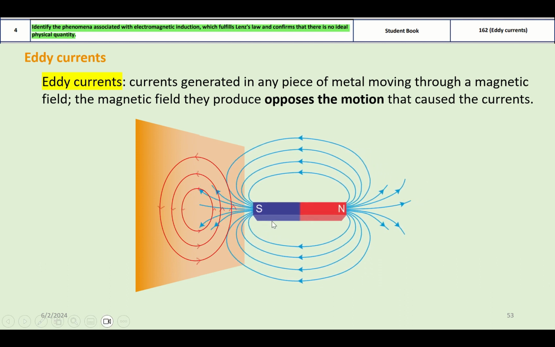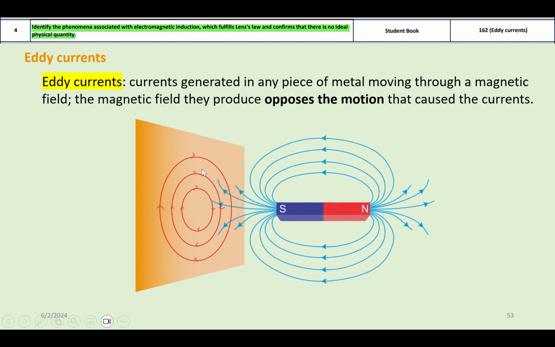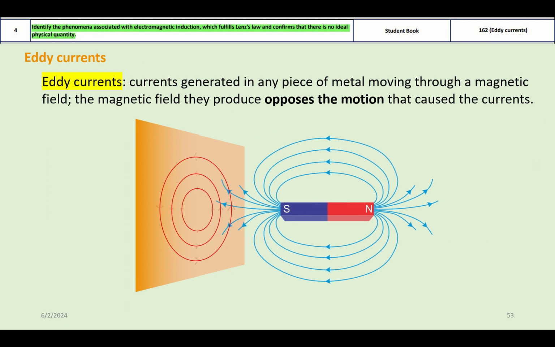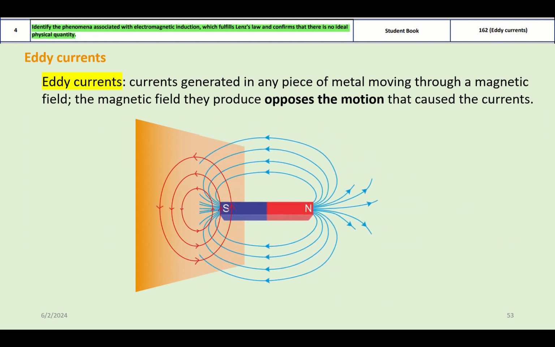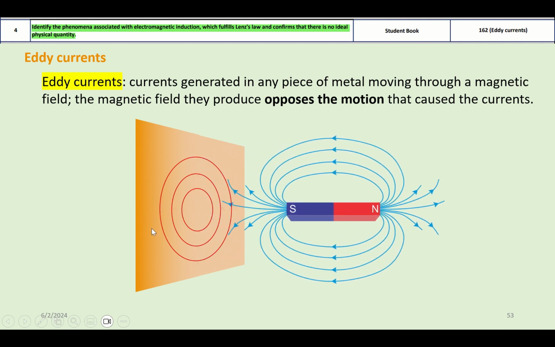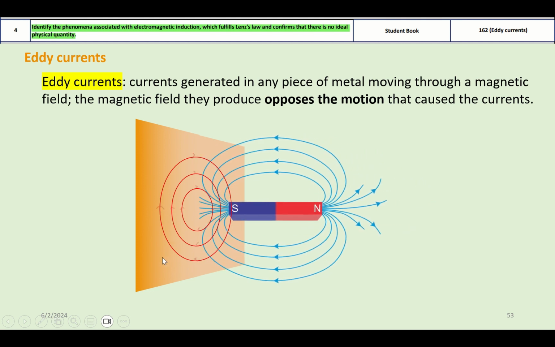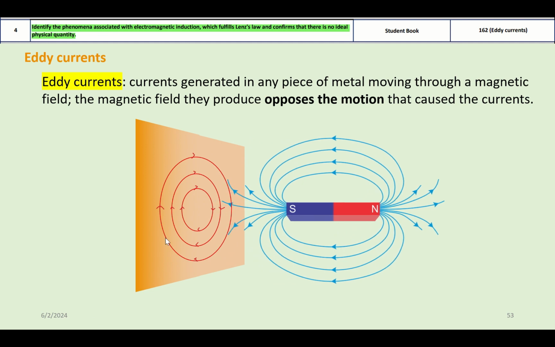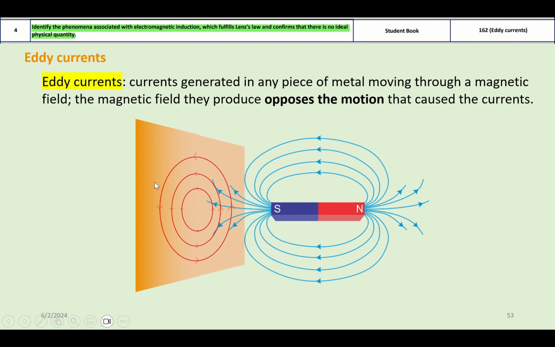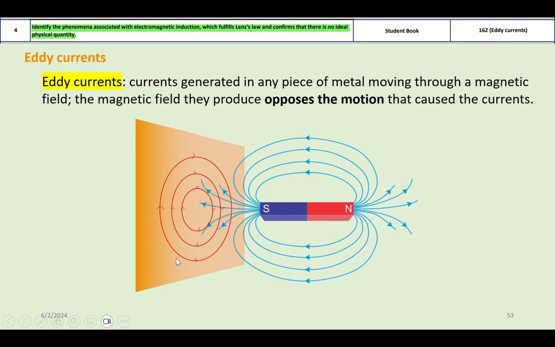So here you can see that when we approach the magnet, the number of magnetic field lines penetrating this piece of metal increases. Once it increases, we have a change in the magnetic field, and this piece of metal generates a current that generates an induced magnetic field in the opposite direction of the original one to try to decrease the original magnetic field. These currents look like vortexes, the whirlpools. This is why they are called eddy currents.